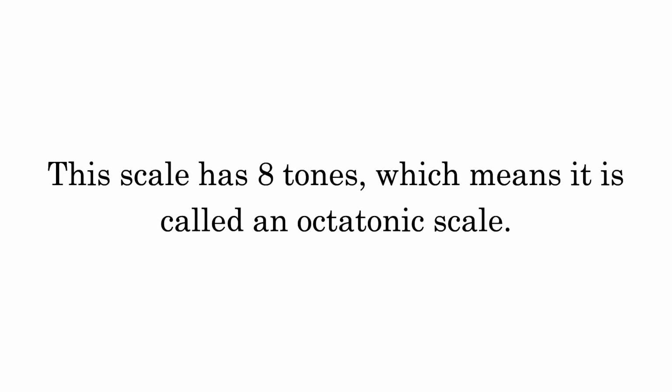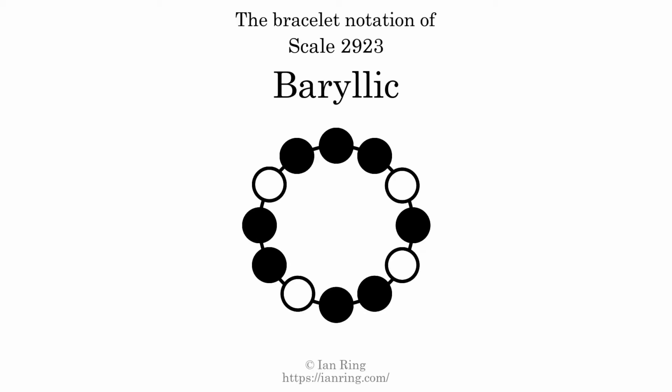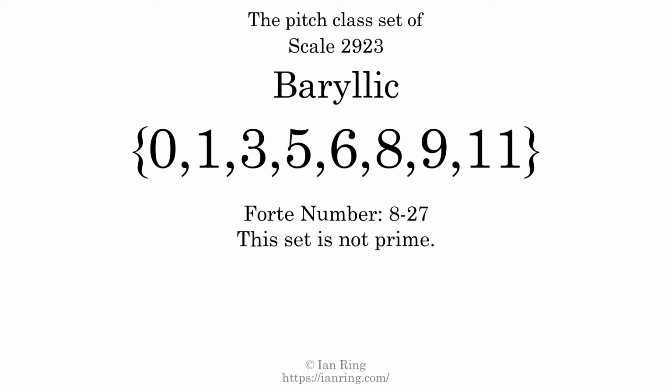This scale has 8 tones, which means it is called an octatonic scale. This is a bracelet notation diagram of scale 2923. The shaded circles represent tones that appear in the scale, and they are read clockwise, starting at the top. The pitch class set for this scale is 0, 1, 3, 5, 6, 8, 9, 11.